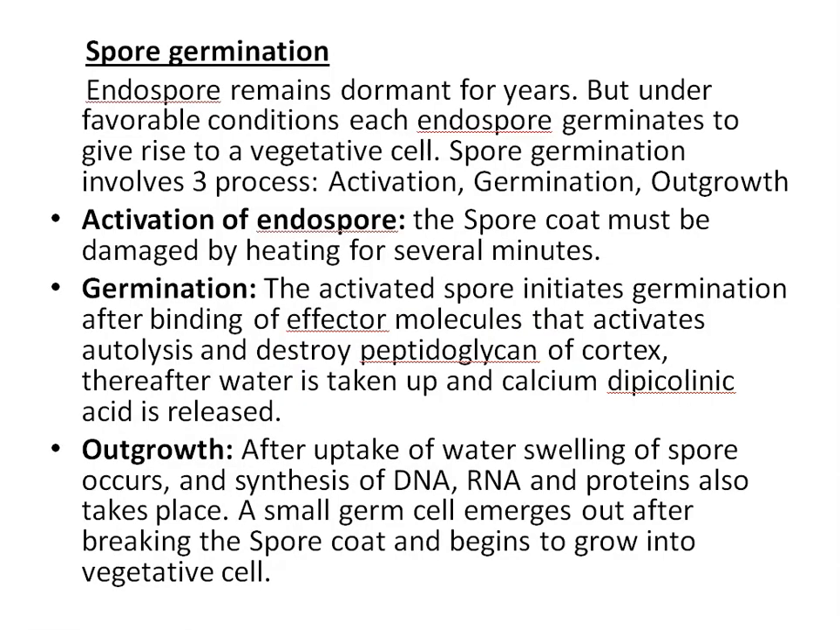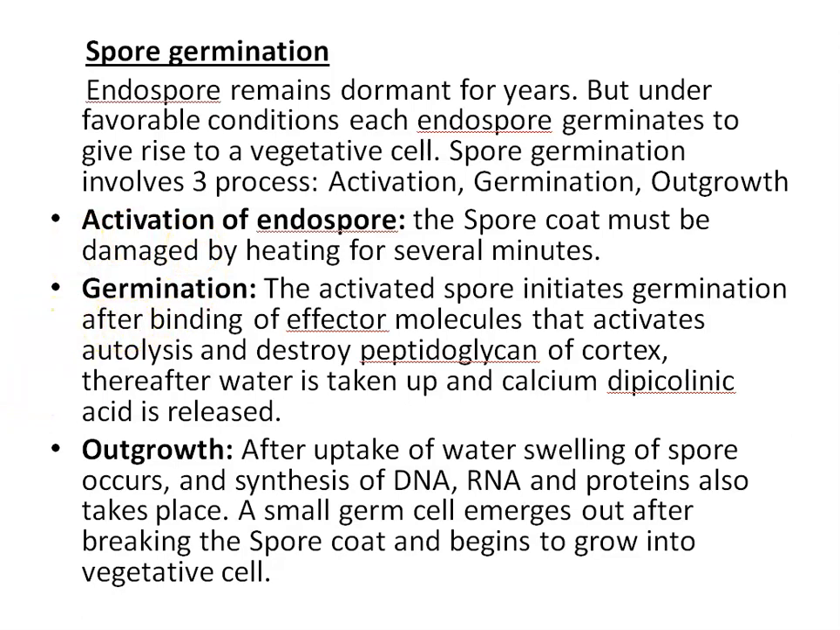Spore germination, next step. An endospore remains dormant for years, but under favorable conditions, each endospore germinates to give rise to a vegetative cell. This process, spore germination, involves 3 processes: activation, germination, and outgrowth. Activation of endospore: in this step, the spore coat must be damaged by heating for several minutes, right? So this is the first process, activation of endospore.